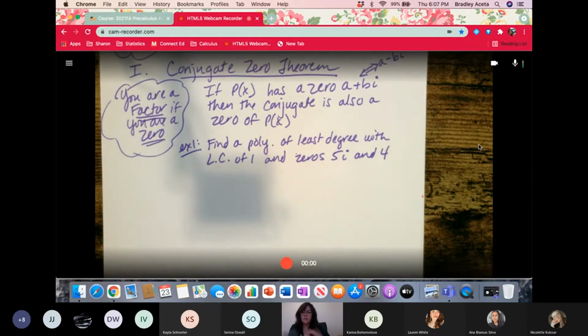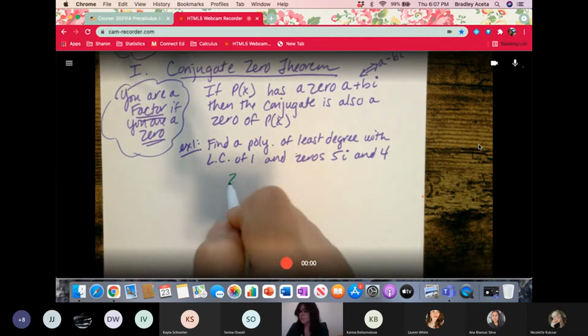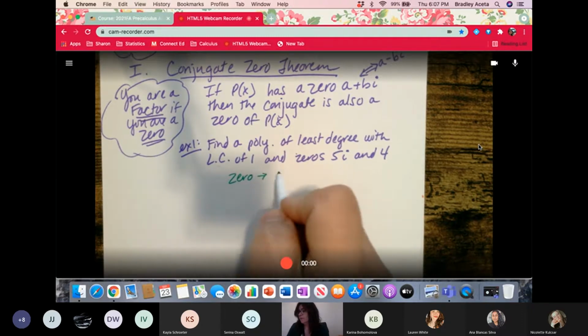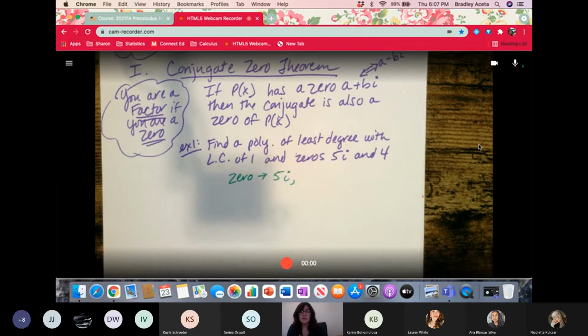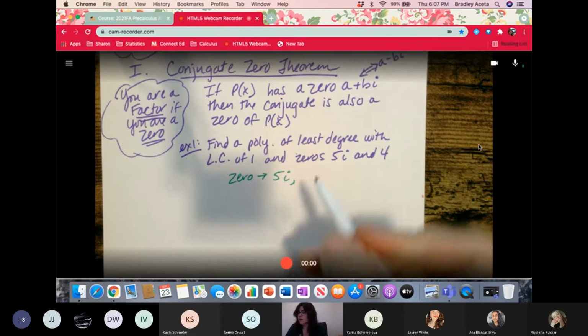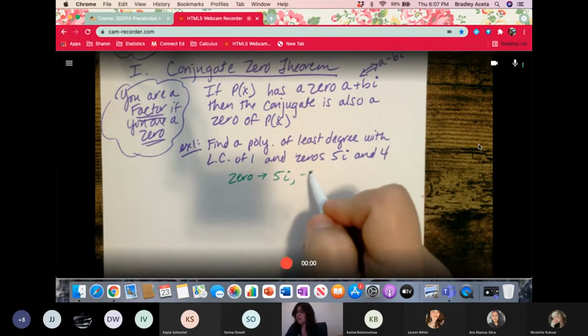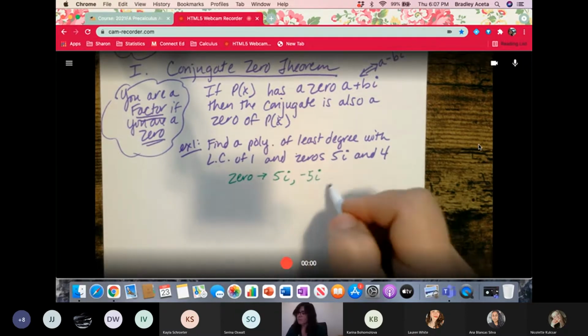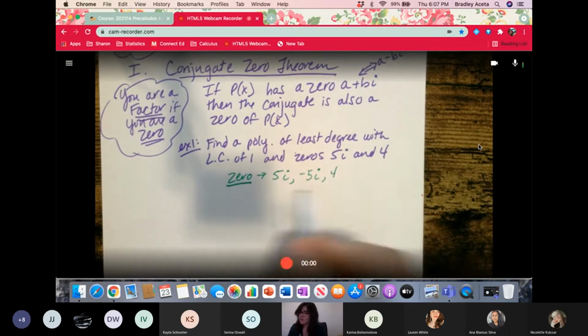Okay, cool. But remember, according to the conjugate zero theorem, if you have 5i as your zero, then you also must have its conjugate. Well, remember, 5i is really 0 plus 5i, so its conjugate would be 0 minus 5i, or negative 5i. And then you also have 4. So there's my zeros. So my polynomial of least degree would be 1, 2, 3, degree 3. Because I don't want to make it a degree 7. I just want to make it a degree 3.